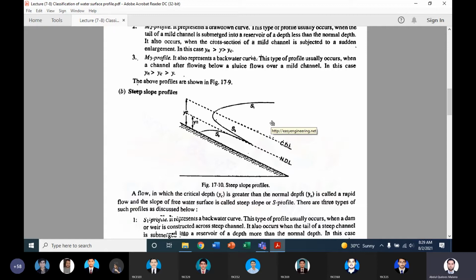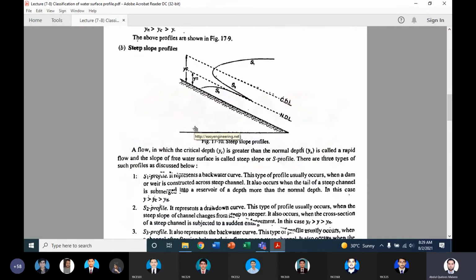अब ये अगर first वाले profile से आप करेंगे, वहाँ पे क्या था? y was greater than the normal depth, which was greater than the critical depth, but here we have the steep slope, so critical depth is greater, so y will be greater than yc, the critical depth, and the critical depth is going to be greater than the normal depth, ठीक है। y is greater than yc and yc is greater than yn, this is the only difference, ठीक है जी। It represents a backwater curve.